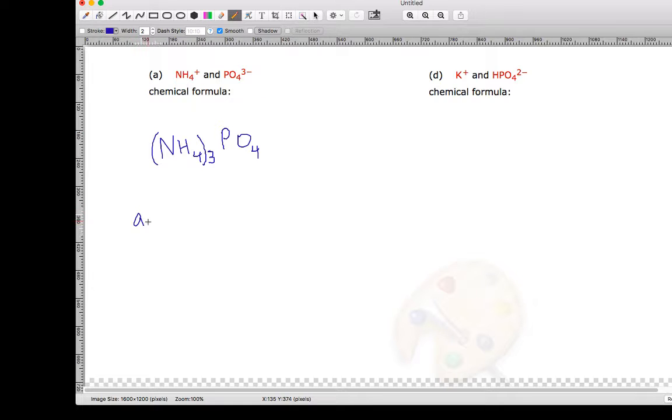The systematic name for this compound would be to name the polyatomic ion here, ammonium, and to name this polyatomic ion phosphate. I know you have had other naming exercises using phosphate and perhaps using ammonium on WebAssign also.